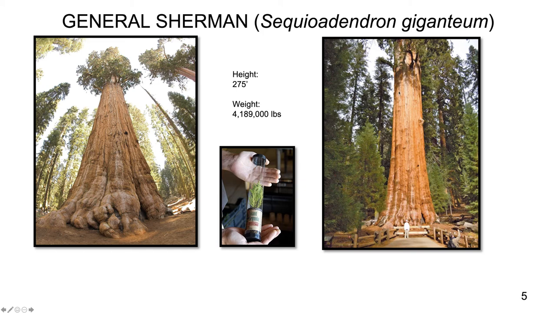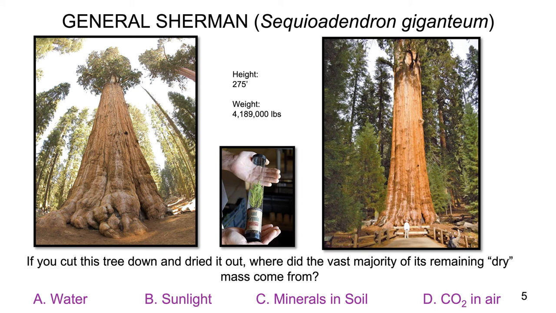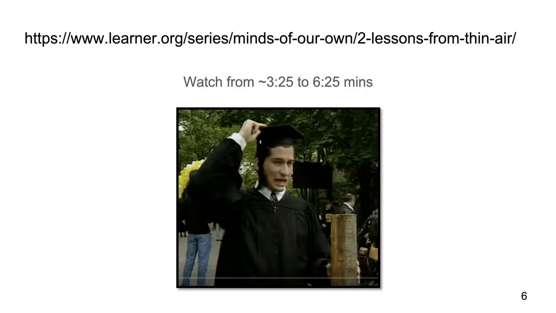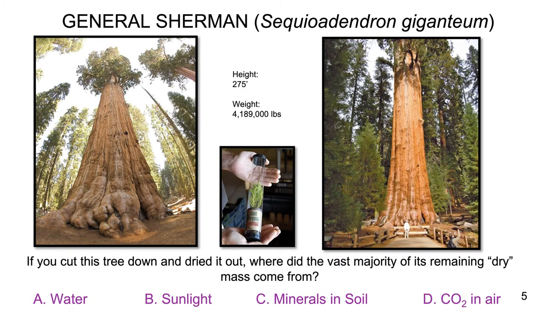So my question to you is, if you were, God forbid, to cut this tree down and dry it out, where did the vast majority of its remaining dry mass come from? In other words, how did it grow from this little seedling up to this giant tree? Where did all that weight and dry mass come from? Did it come from water, sunlight, minerals in the soil, CO2 in the air, or maybe something else? Go ahead and write in your answer. Okay, I'm not going to give you the answer to this question yet. What we're going to do first is watch this video.